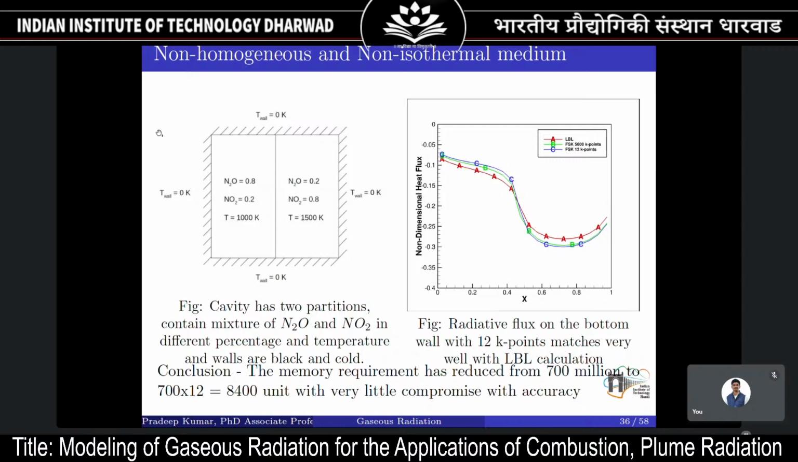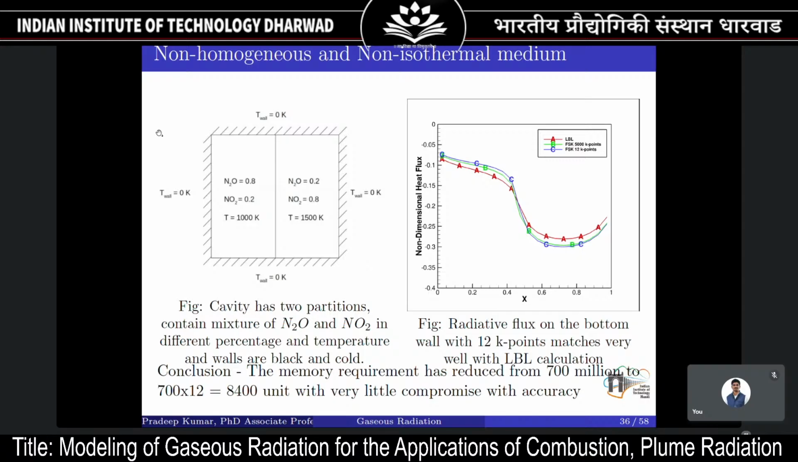The conclusion of doing this exercise is that the memory requirement has been reduced from 700 billion to 8,400 billion. This is not a realistic number. We have to reach a realistic number. Still, it is more than two orders higher than solving the Navier-Stokes equation. But with that we can start with something, and then figure out how to further reduce it.